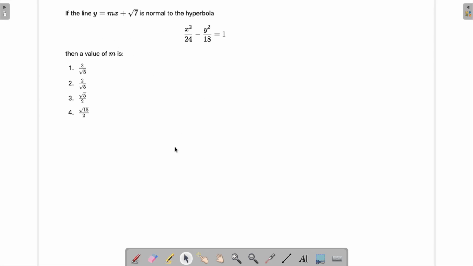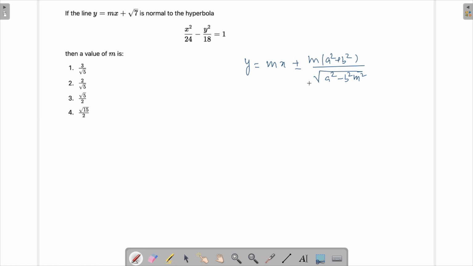This problem appeared in JEE in 2019, and in this problem, we are going to find the value of m for which this line is a normal to the hyperbola. This question can be solved easily if you remember the equation of the normal to the hyperbola, and that equation is given by y equals mx plus minus m(a square plus b square) upon square root of a square minus b square m square, wherein m is the slope of the normal.